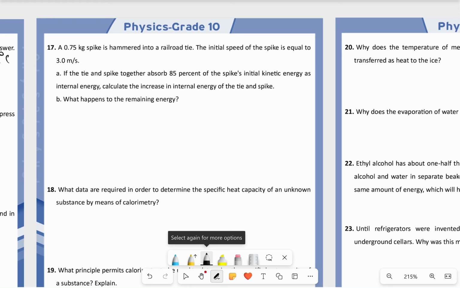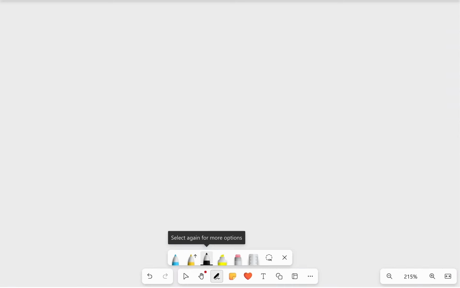We have question 17. It says a 0.75 kilogram spike is hammered into a railroad tie. The initial speed of the spike is equal to 3 meters per second. If the tie and the spike together absorb 85% of the spike's initial kinetic energy as internal energy, calculate the increase in the internal energy of the spike. So we have delta U, and before that, let's write mass is equal to 0.75 kilogram. Velocity is equal to 3 meters per second. We had 85%, let's not forget that.